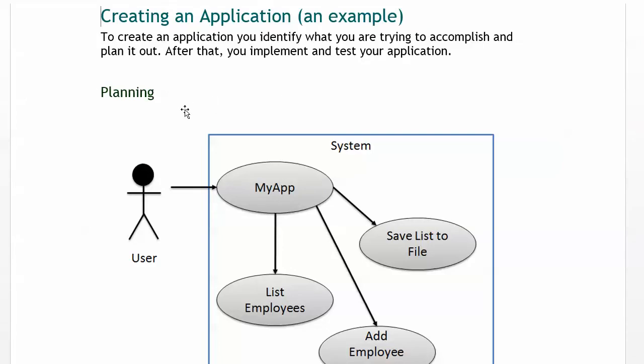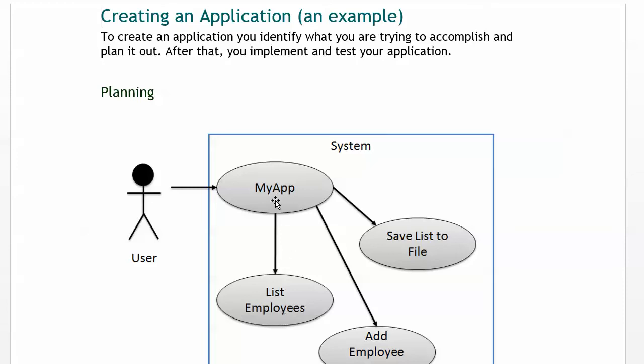The first thing I'm going to do is just talk about the process. Let's say I have 2 or 3 people I'm working with. We might sit down and communicate what we're trying to do. So we identify what we're trying to accomplish and we come up with a plan. I might go to the whiteboard and start drawing a system, and say that we have an application, I call it my app, and the user interacts with it.